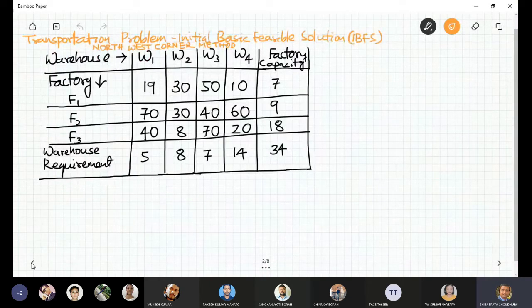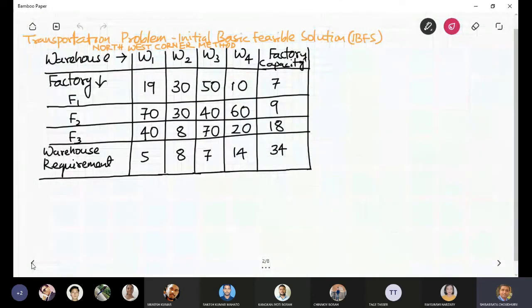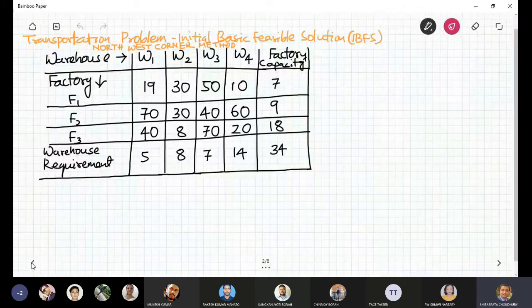A relationship of demand and supply. There are warehouses: warehouse 1 (W1), warehouse 2 (W2), warehouse 3 (W3), warehouse 4 (W4). Similarly, factory 1, factory 2, factory 3. Each warehouse has some requirement. Warehouse 1 has a requirement of 5 units, and warehouse 2 has a requirement of 8 units.